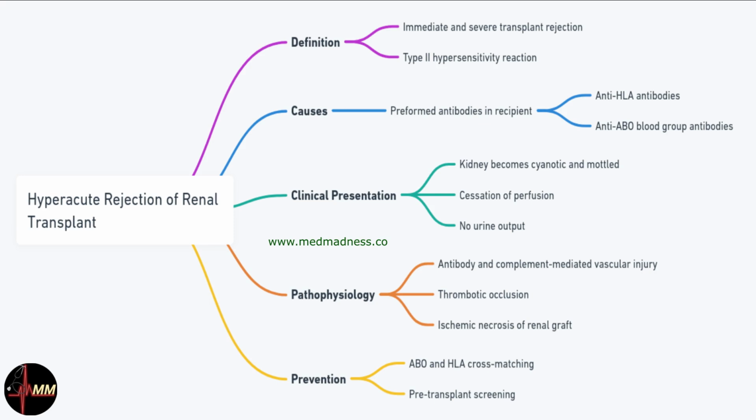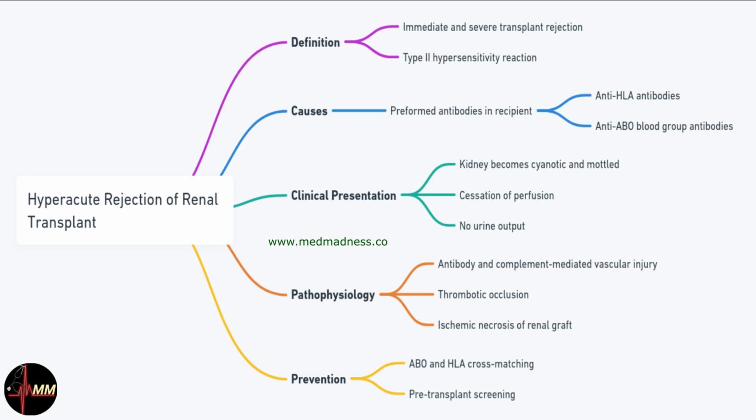Clinically, this is seen almost instantly in the operating room as the kidney turns blue and mottled, a telltale sign of hyperacute rejection. Sadly, this type of rejection leads to immediate and irreversible graft loss. To avoid this, transplant teams perform extensive pre-transplant screening, including ABO and HLA cross-matching. This helps ensure the donor and recipient are compatible, significantly reducing the risk of hyperacute rejection.